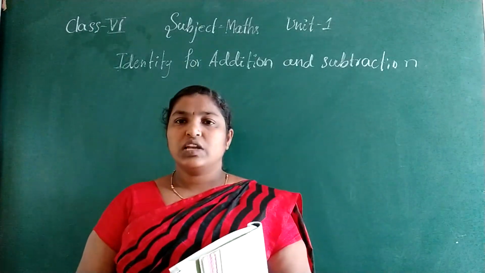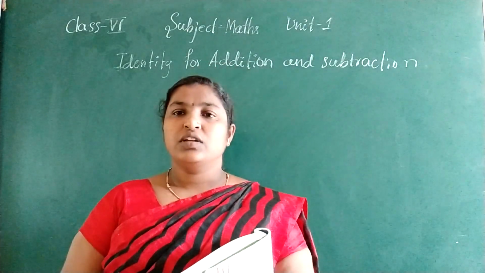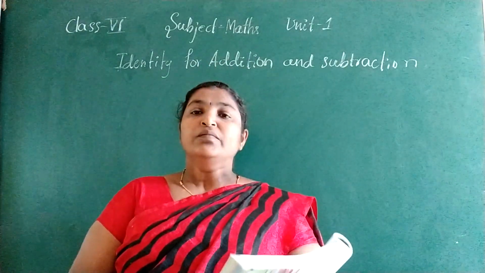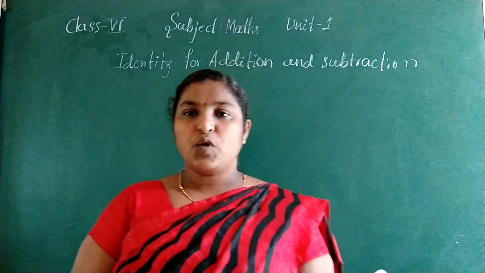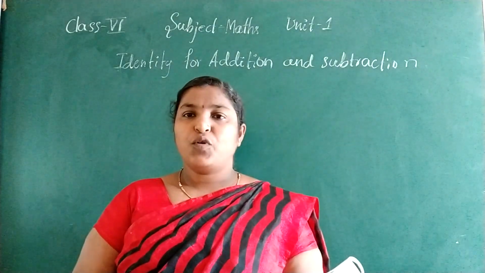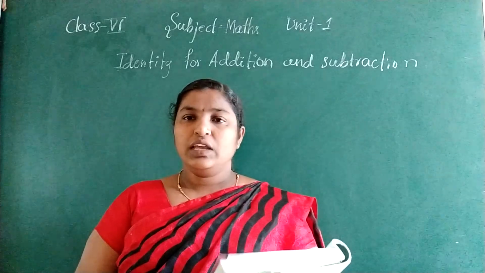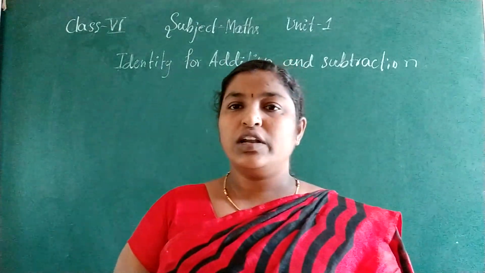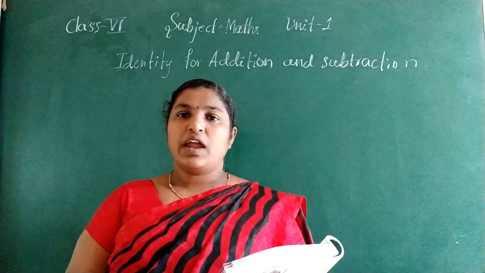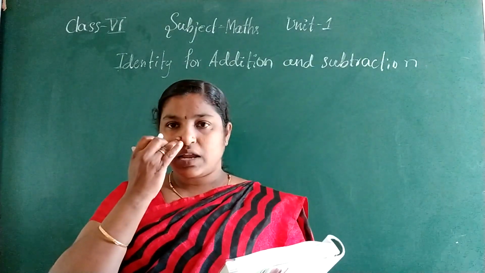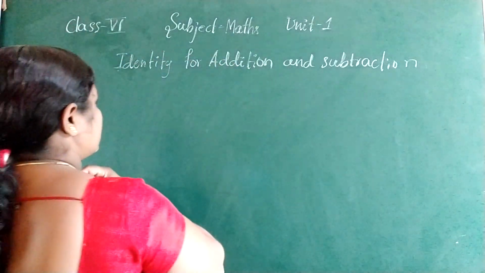In our previous class we discussed the properties of whole numbers: the closure property, the associative property, and the commutative property. Today we need to learn about the identity of addition and subtraction, and multiplication in whole numbers.